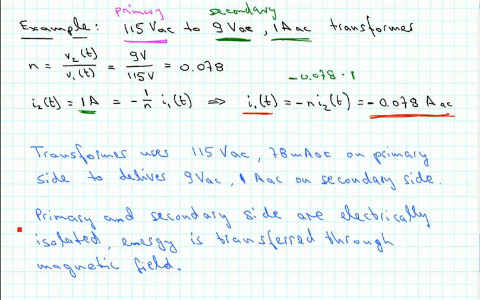And the reason why transformers are being used, besides this ability to transform voltages from one level to another and thereby transforming currents from one level to another, is that the primary and the secondary side are electrically isolated. So if you touch the secondary side of a transformer, you are not touching whatever potential the line voltage has that comes from an outlet. And the energy is transferred through a magnetic field between the two sides, and so that provides that isolation between primary and secondary side.